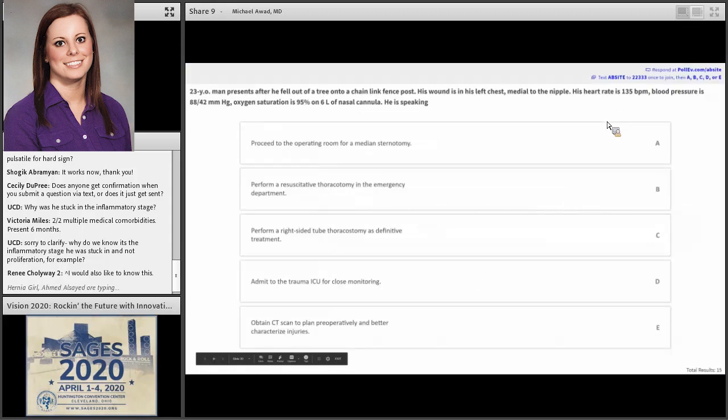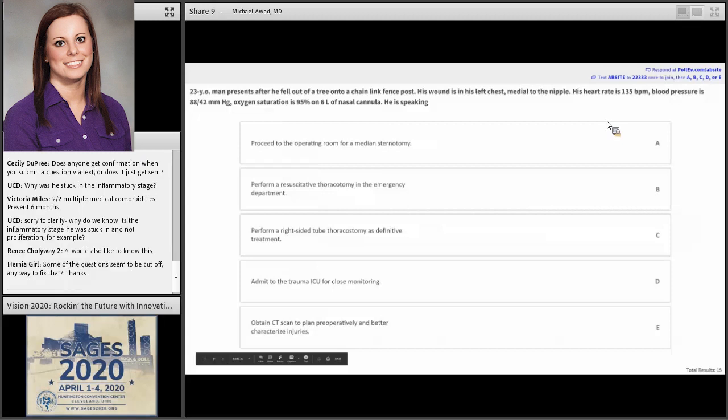A 23-year-old man presents after he fell out of a tree onto a chain link fence post. His wound is in his left chest, medial to the nipple. His heart rate is 135 beats per minute. Blood pressure is 88/42. Oxygen saturation is 95% on 6 liters of nasal cannula. He is speaking in sentences of 5 to 6 words.